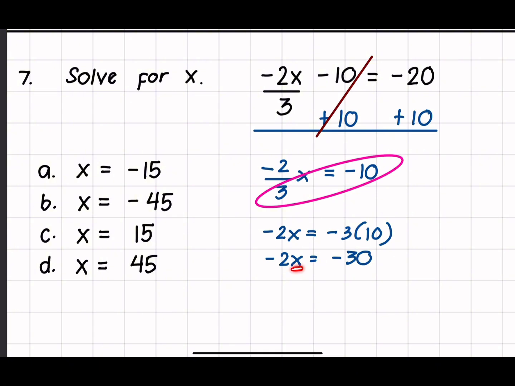In order to solve for x, we have to eliminate negative 2 by dividing both sides by negative 2. So negative 2 divided by negative 2 is simply 1. Or we have x is equal to negative 30 divided by negative 2, which is 15. So the value of x is 15, which is letter C.